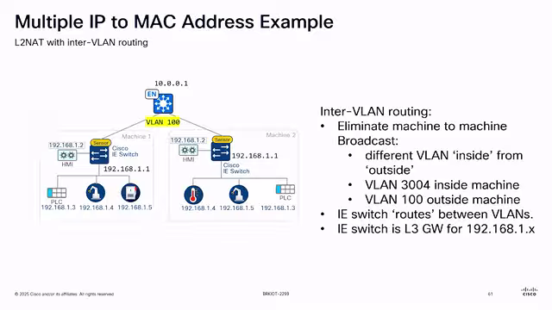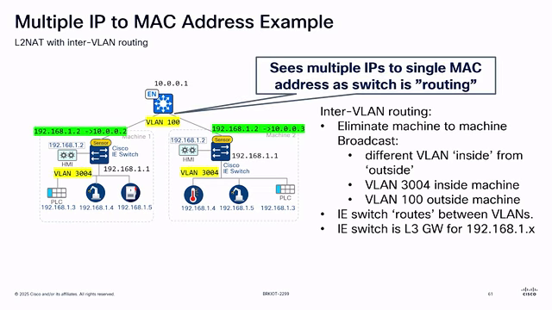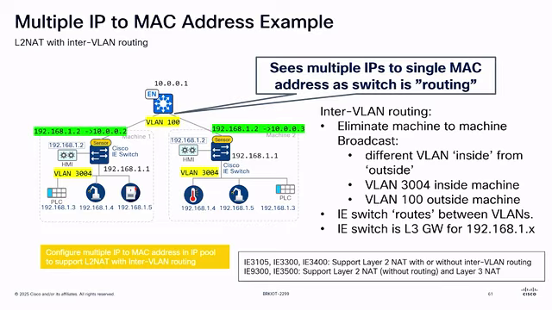In these examples, we are combining this feature with another one called interVLAN routing in the switch. This is commonly done to limit the broadcast domain. But this can also be done without the interVLAN routing. This is just an example. And I'm pointing this out because interVLAN routing with layer 2 NAT is only supported in some of our platforms. If you have the ones at the bottom, you have to use layer 2 NAT without interVLAN routing.